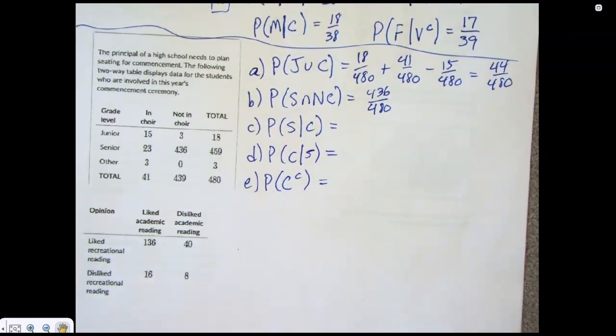First two, A and B. I'm going to get A and B right. So A is 44 out of 480. B is 436 out of 480. I'm going to get those right, and then just see where we're at.